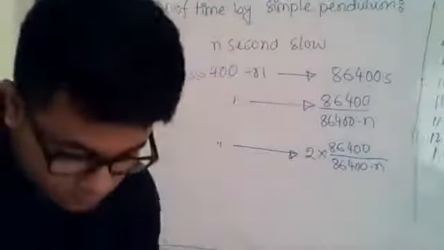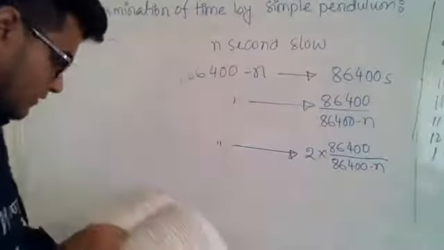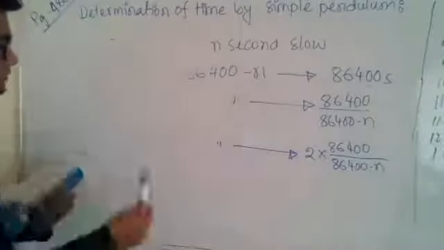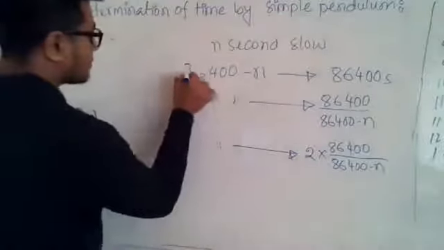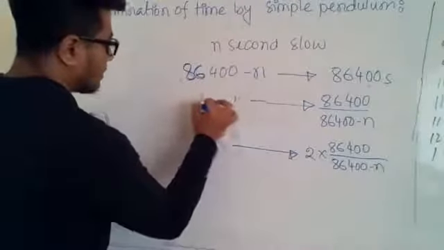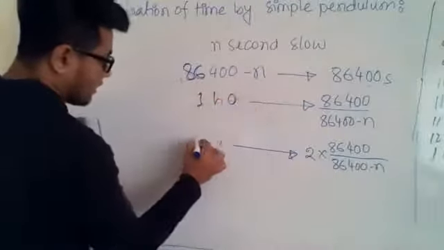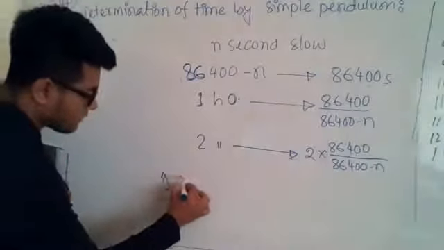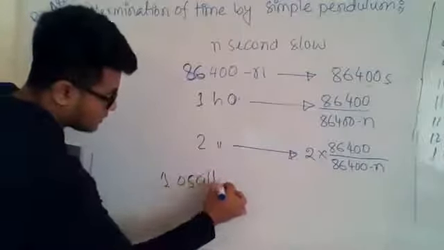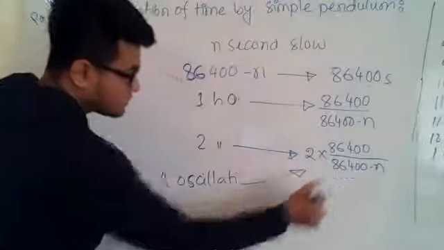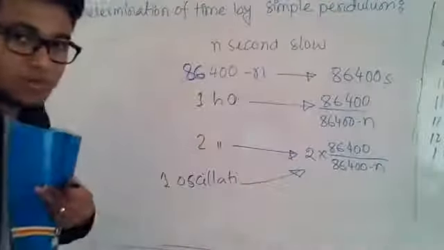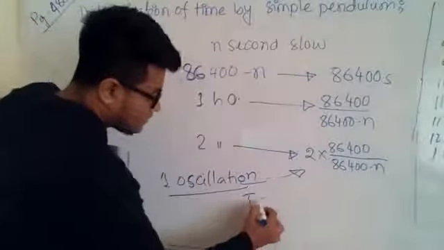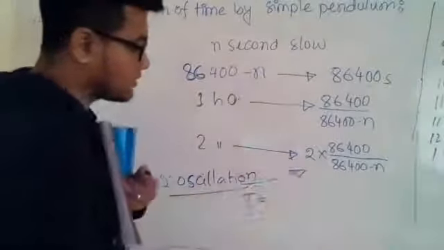Okay, so kindly take a look. If it runs n seconds slow in one day, then the time period will be, we have taken this one: one half oscillation and two half oscillation. Now two half oscillation means one oscillation, right? So one oscillation will take this amount of time. So this is our time period, because the time taken to complete one oscillation is the time period.